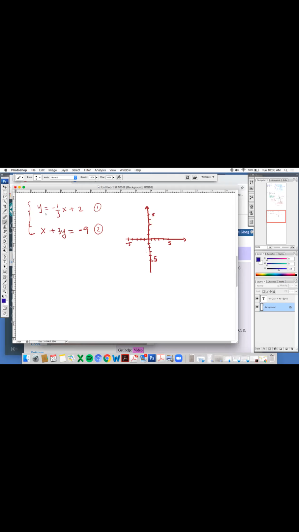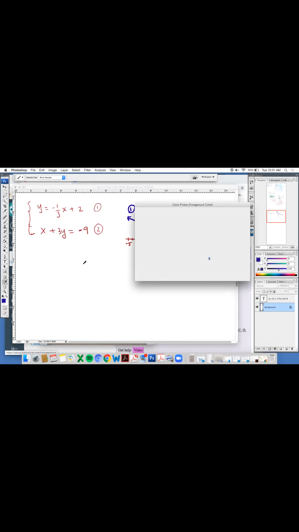We're good? Okay, so let's graph the first equation. y equals -1/3 x plus 2. It's in y equals mx plus b form. So we're going to graph the 2 on the y-axis. That's the y-intercept. And then the slope says -1/3, so down 1, 3 to the right. Okay, so we're going to draw that line. So that's the first equation.